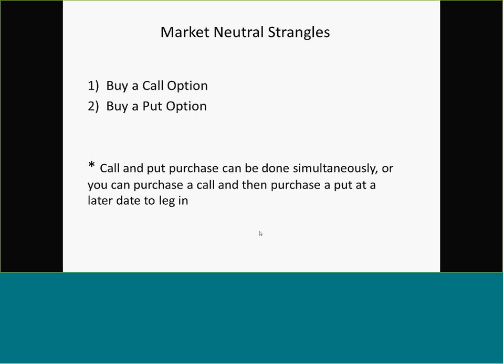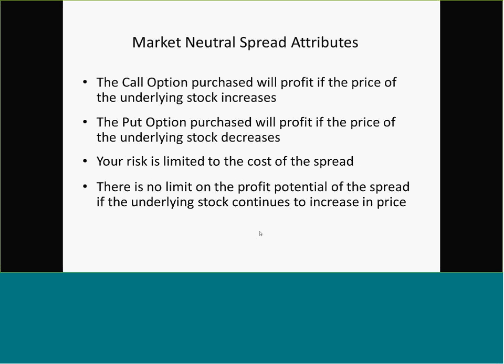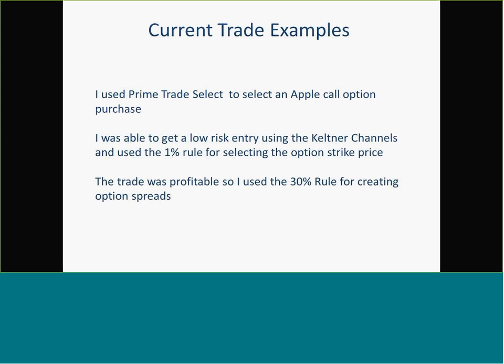So let's look at the attributes of this market neutral spread. The call option that you purchase profits if the price of the underlying stock increases. The put option purchase will profit if the price of the underlying stock decreases. And your risk is limited to the cost of the spread, and there's no limit on the profit potential of the spread if the underlying stock continues to increase in price. So let's look at a trade example of a market neutral strangle.